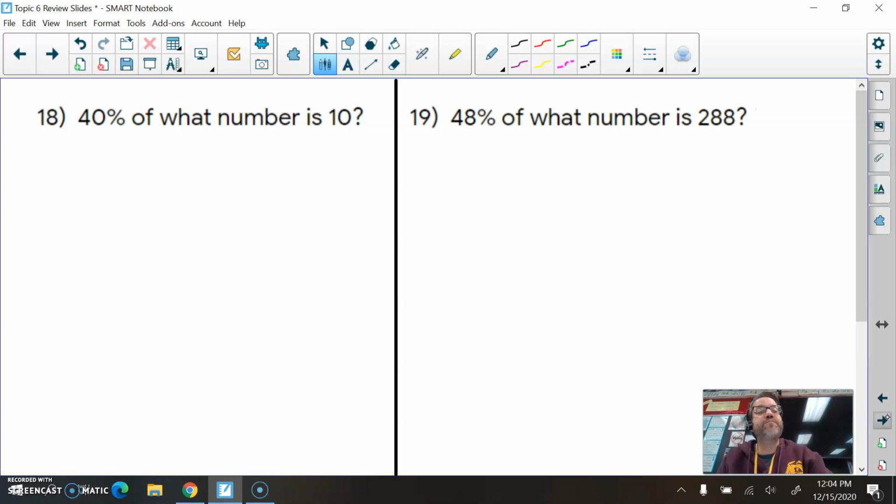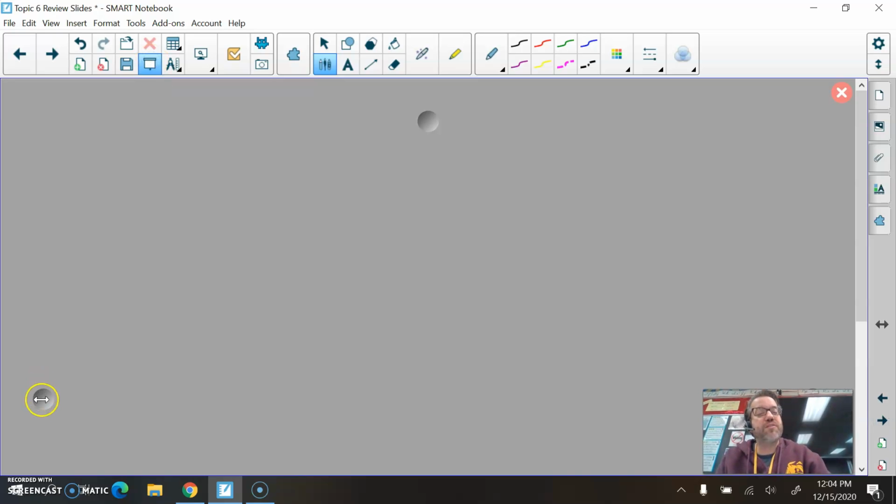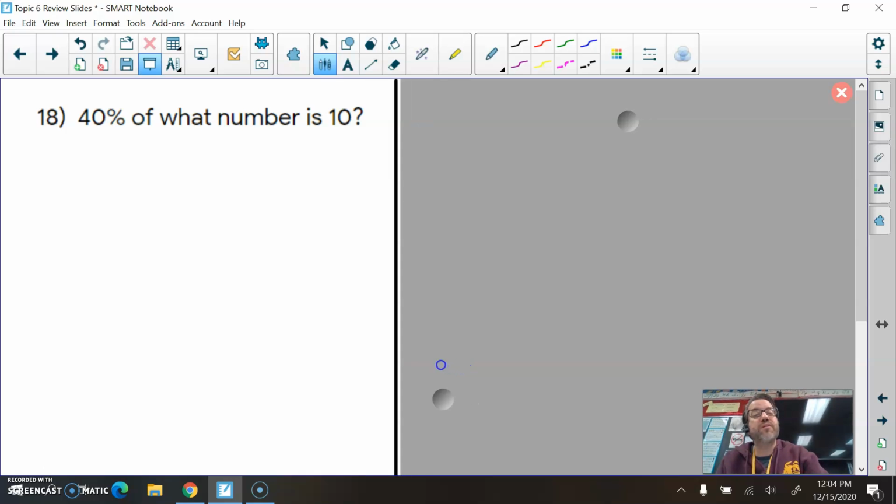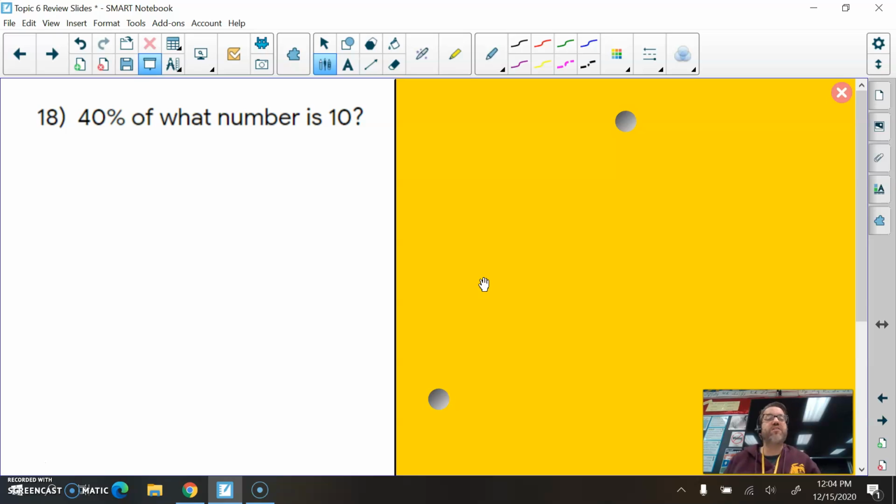Number 18. I don't want you to be distracted by number 19. That's still upcoming, so I'll just block that so it's hidden. 40% of what number is 10? Again, the 2 key words we're looking for are the words is and of. So I'm going to circle the word of here. I'll circle the word is here. And I'm going to translate these words into symbols.